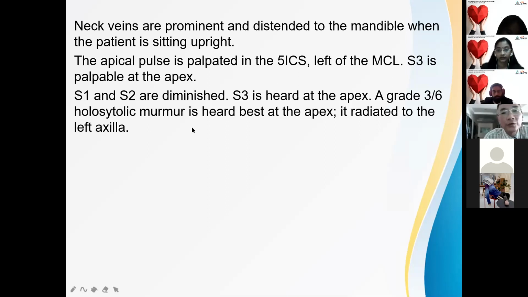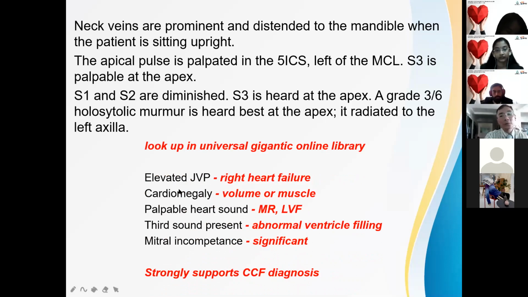And then the grade 3/6 systolic murmur radiating to the axilla is trying to tell you this lady has mitral incompetence. So this is what it is, elevated jugular venous pressure showing right heart failure. The cardiomegaly, apex beat is displaced. So whenever there is a large heart, cardiomegaly, there are only two things. Is it volume that it becomes big, or is it muscle?